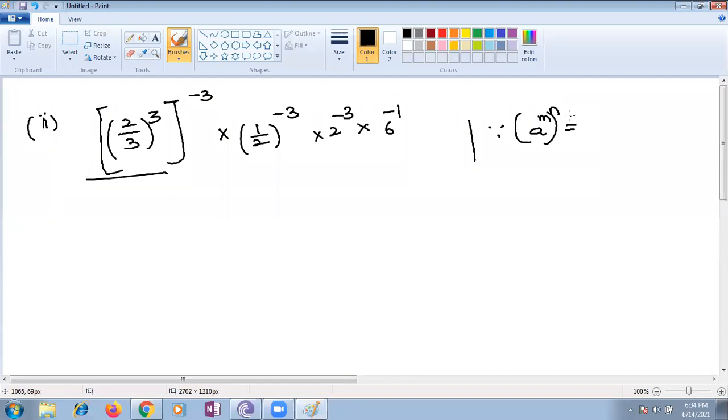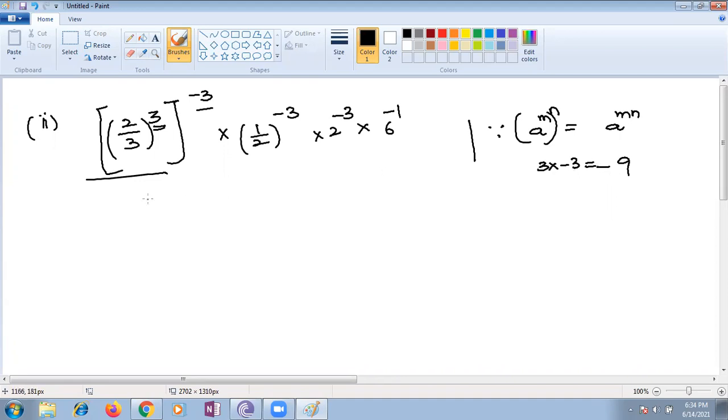Yes, ma'am. Please, if power raised to power, what should we do? Ma'am, first we multiply those two powers. Exactly, that means a power mn. So here, 3 multiplied with minus 3. What is the value of 3 multiplied with minus 3? Minus 9, ma'am. Yes, so it's minus 9.